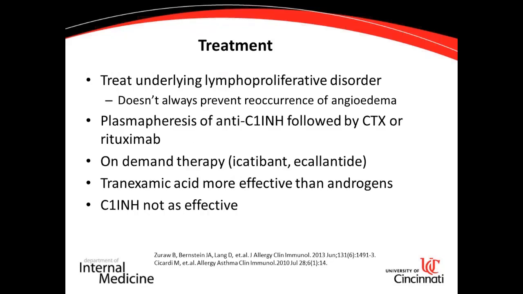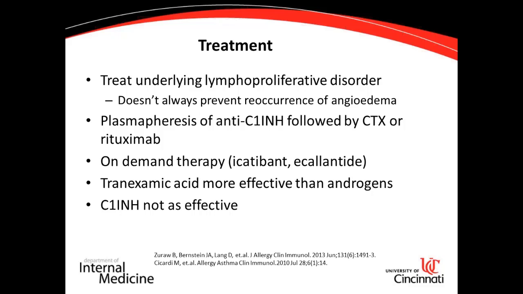The treatment is, if they have the lymphoproliferative disorders, to treat the underlying lymphoproliferative disorder. This doesn't always prevent recurrence of angioedema. Plasmapheresis or anti-IgG of these antibodies against C1 esterase inhibitor followed by Cytoxan or rituximab has been effective. On-demand therapy with icatibant or ecallantide is appropriate.